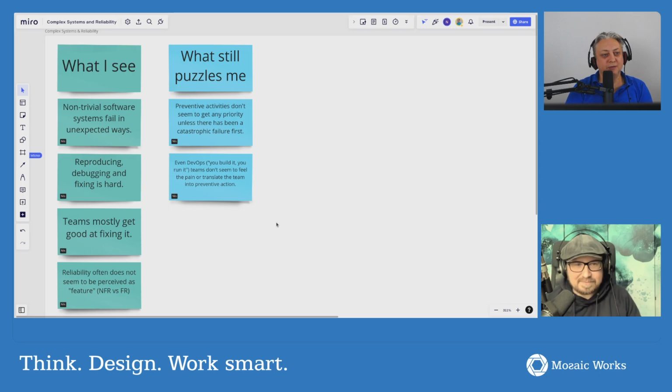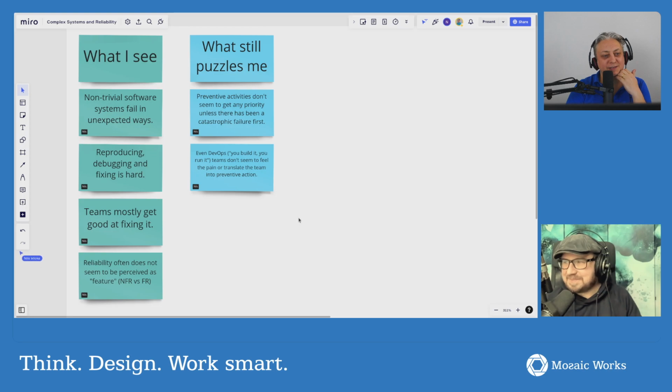I'm actually showing the Miro board now because I think it's quite interesting what we have here. You mentioned that reliability does not seem to be perceived as a feature. It's a non-functional requirement versus a functional requirement. And that's a very interesting point because I think one of the challenges with it, maybe it's not a very good classification, is that some of these things that we call non-functional requirements are more like systemic. How do you call them?